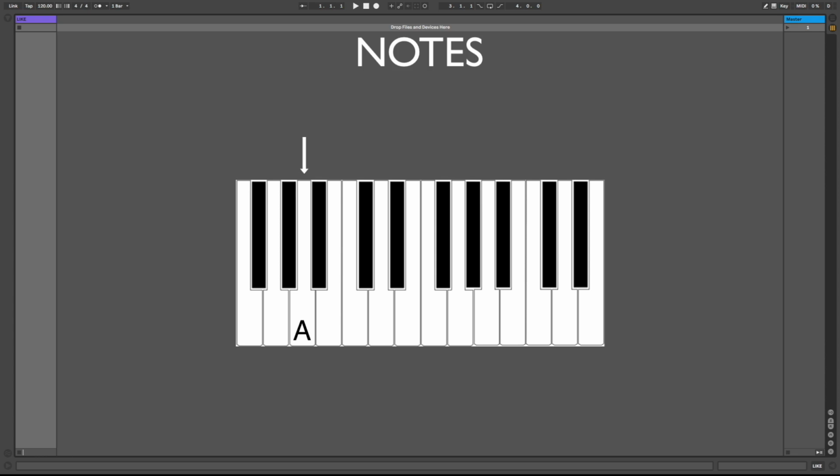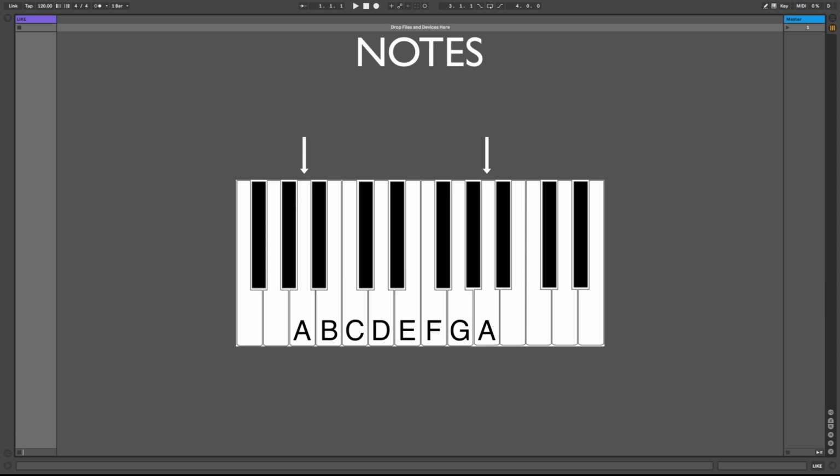And if we play all of the white keys going upwards, these are the notes we would get. A, B, C, D, E, F, G, and then A would repeat because this A is the same note as this A, but an octave higher.